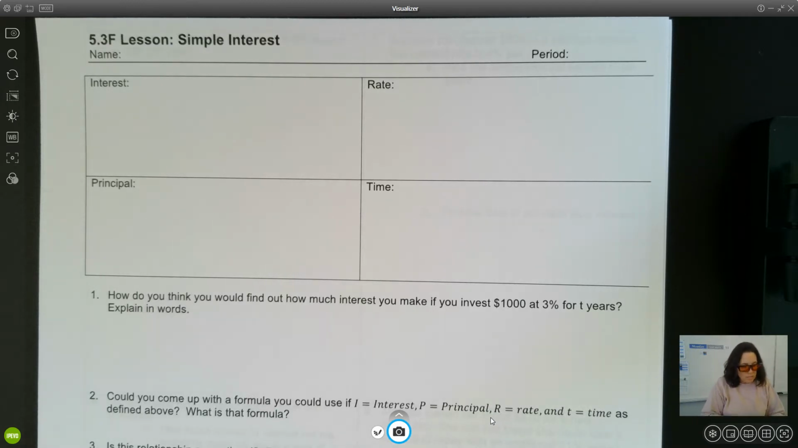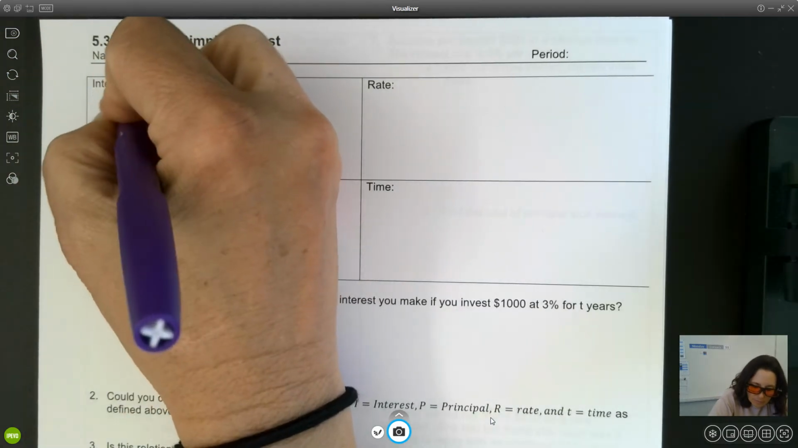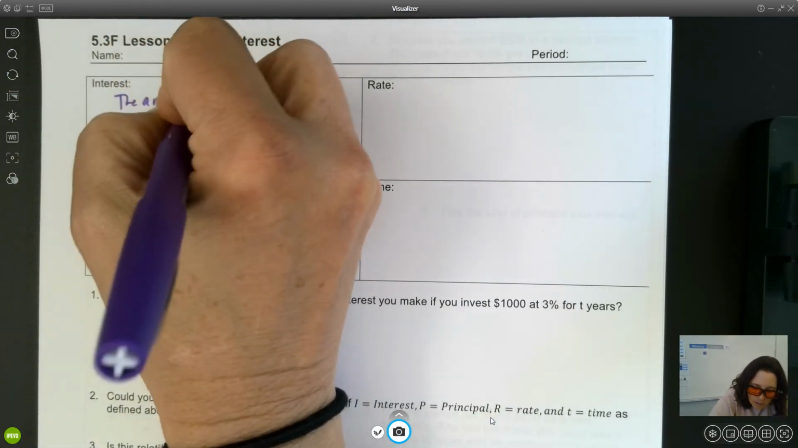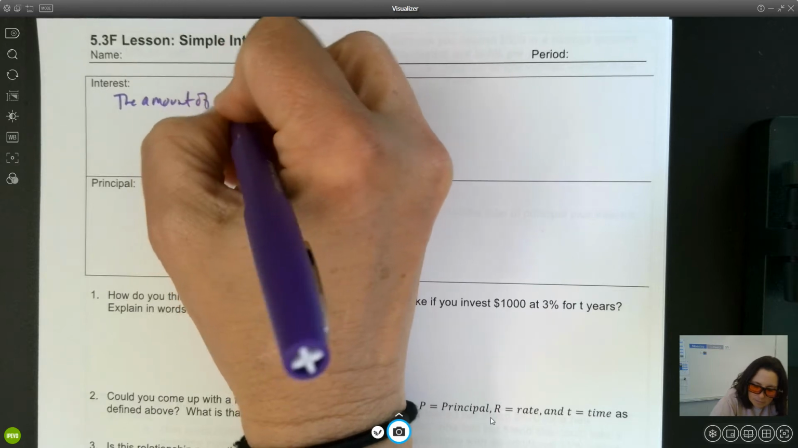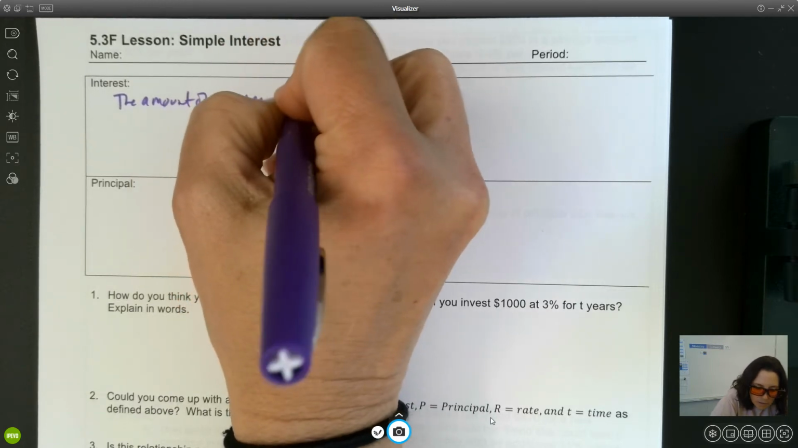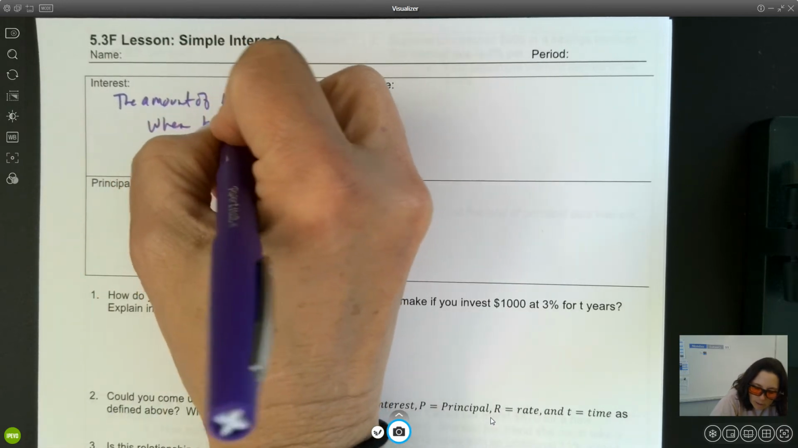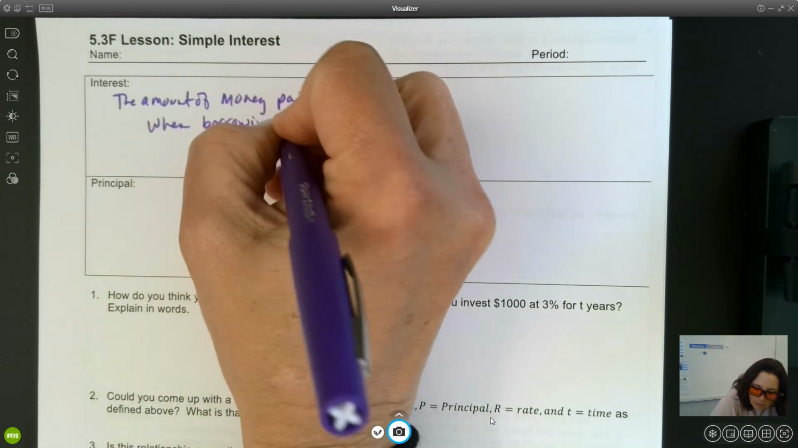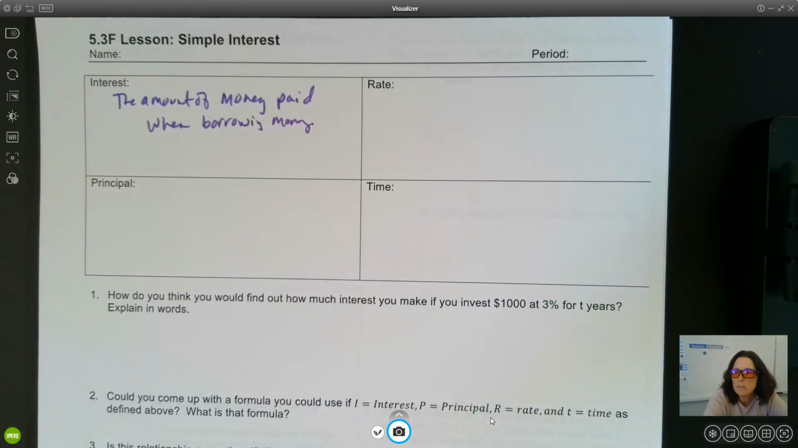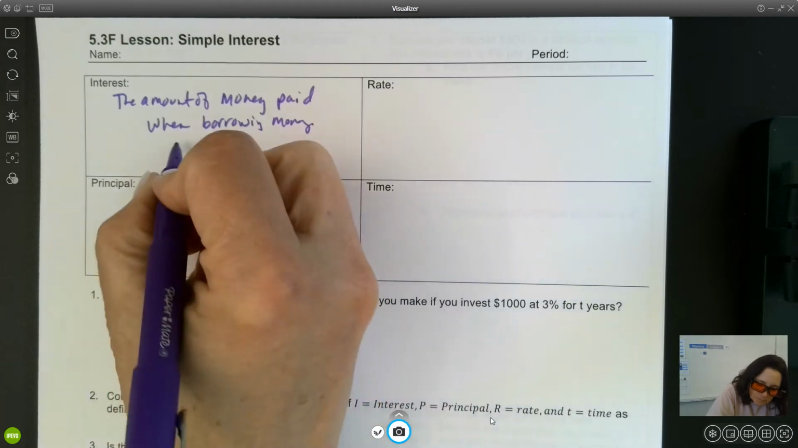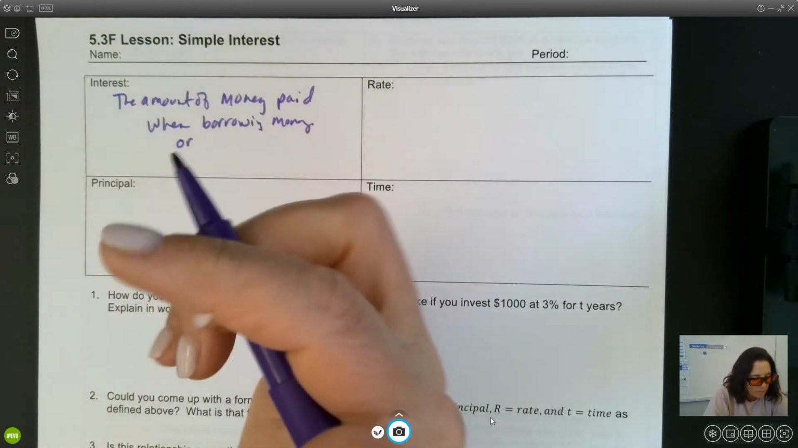All right, so interest, some definitions. Let's get some definitions down first. Interest is the amount of money paid when borrowing money. If you go to a bank and get money, they're going to charge you interest so they make money on floating you the funds. Or interest can work to your benefit.